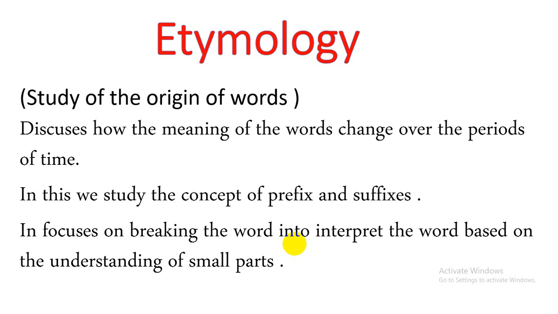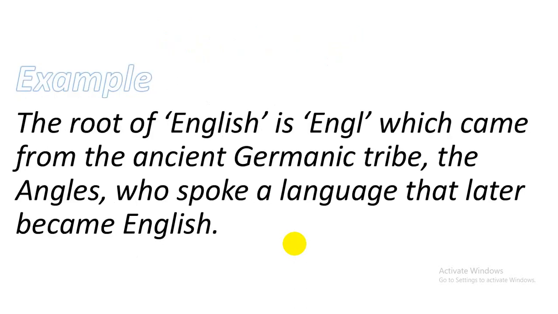Let's see an etymology example. The root of English is Engel, which came from an ancient Germanic tribe. The Germanic tribe is where the word Engel is derived from. The Angles spoke a language that later became English.